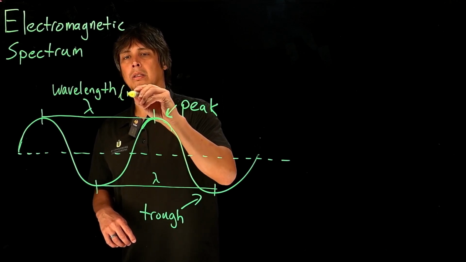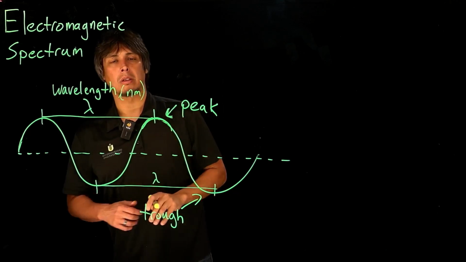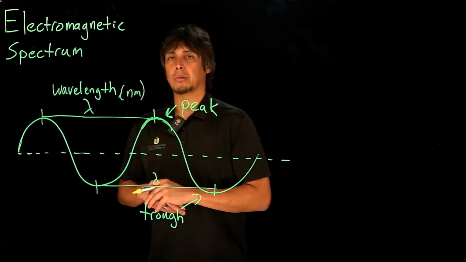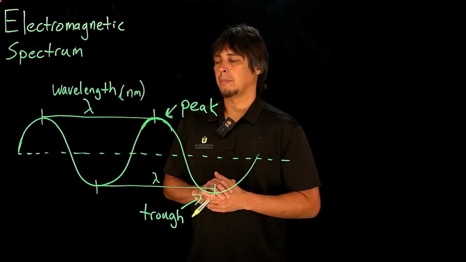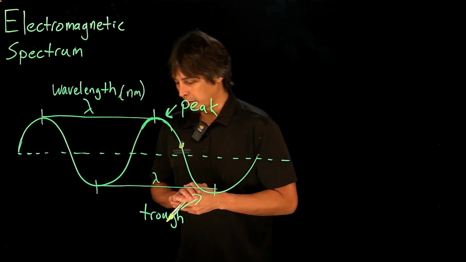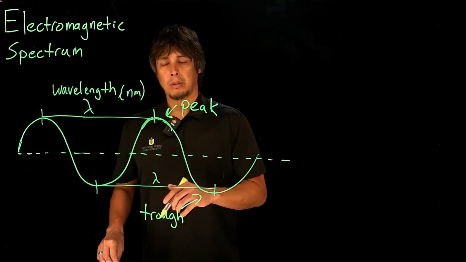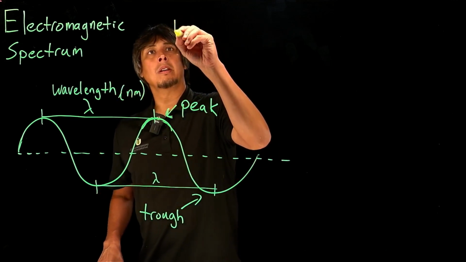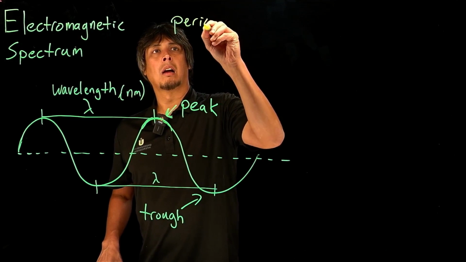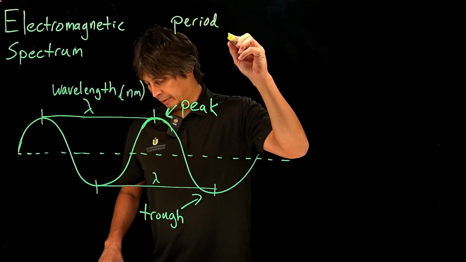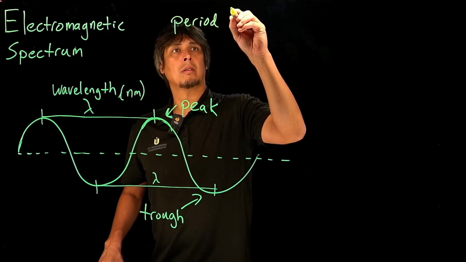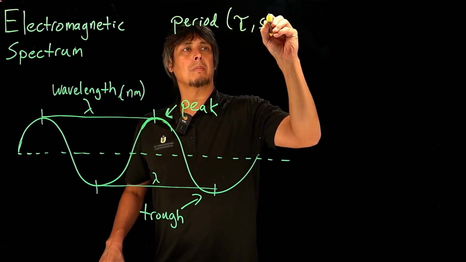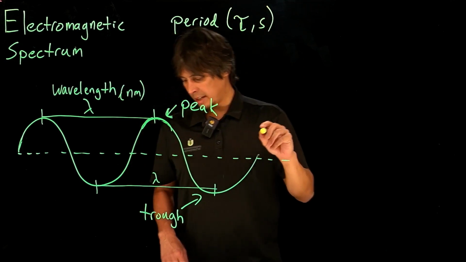And this has units most often in nanometers, although this may change to different units of distance depending on which region of the electromagnetic spectrum you're working in, okay? Then there are some other important definitions here. One is the period. This is defined by the term tau, and this has units of time, commonly in seconds.